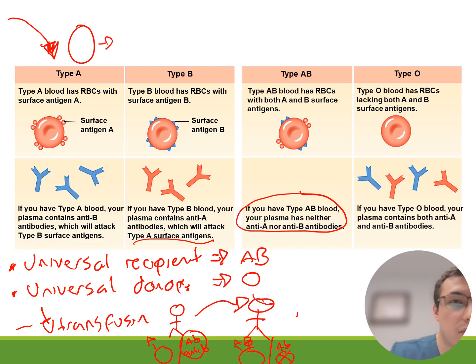Now can we transfuse type O to type B? The answer is yes, because there is no molecule A or B, no surface antigen A or B on that cell. What about type AB? Can we give them O? Yes, because there is no antibody within the person that is receiving the type O to attack any of the surface antigens.